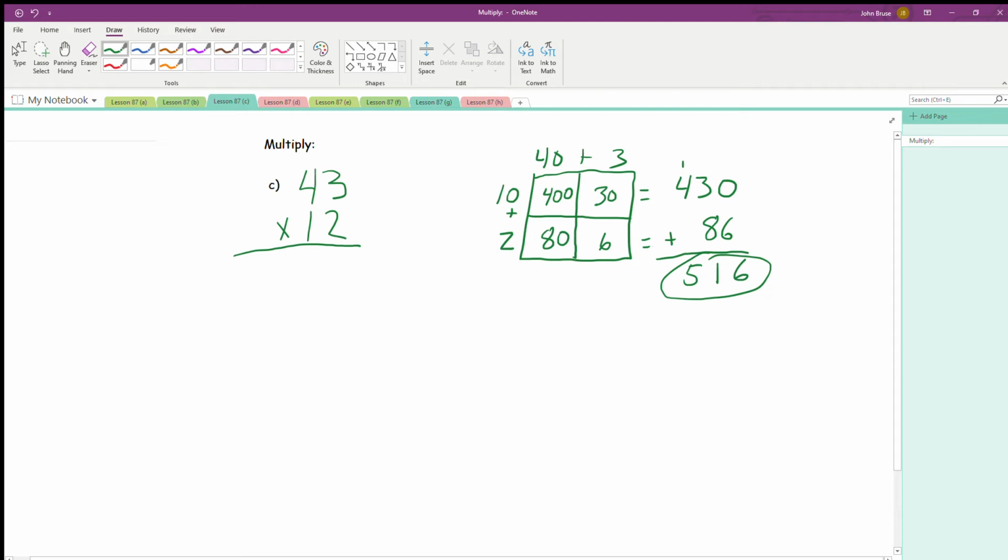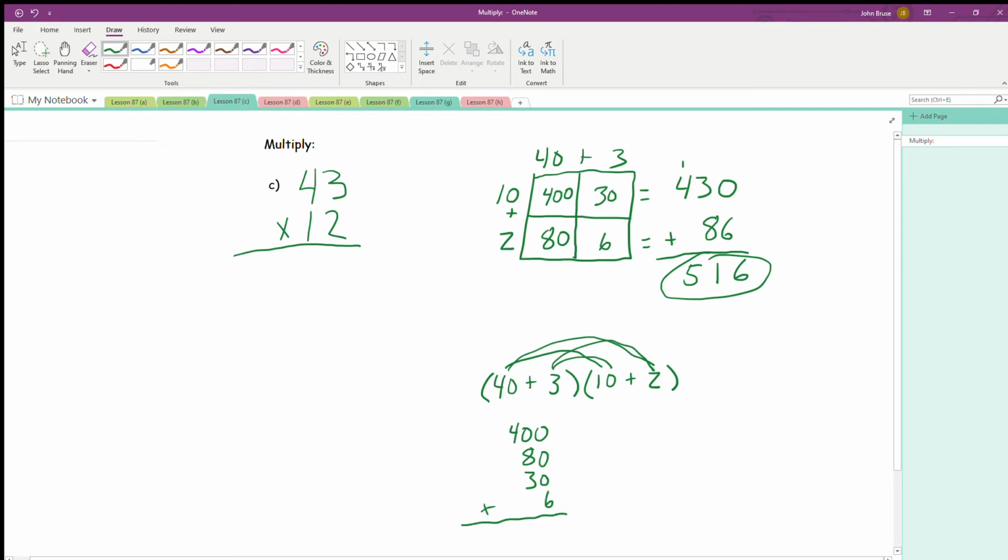Move my pad here a little bit. Okay. We're going to do the rainbow model, or rainbow method. We're going to have 40 plus 3 here, and 10 plus 2 here. We're going to start with 40 times 10. That's 400. We're going to do 40 times 2. That's 80. We're going to do 3 times 10. That's 30. And then we're going to do 3 times 2, which is 6.